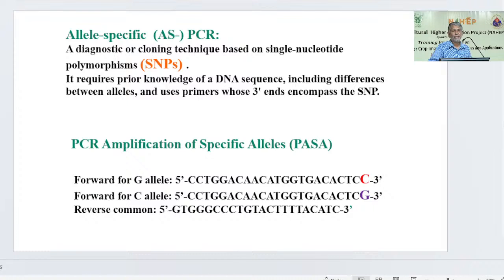Then comes allele specific PCR, which we use quite frequently. We design it in many cases for mapping also. If you have a SNP, and based on that you are saying, yes, this SNP is crucial.